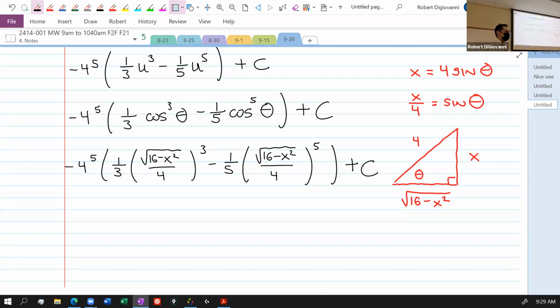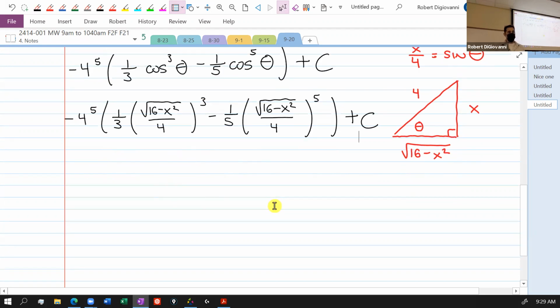I'm going to clean it up a little bit, because I had intentionally kept this 4 to the 5th out here since I kind of knew where we were about to go with this. So let me just clean it up a little bit. Any questions on that part?